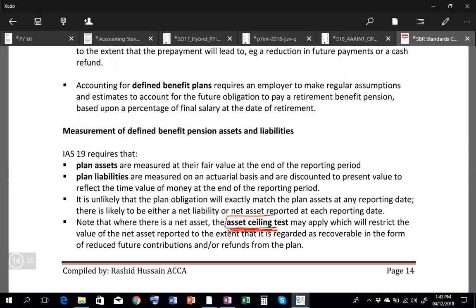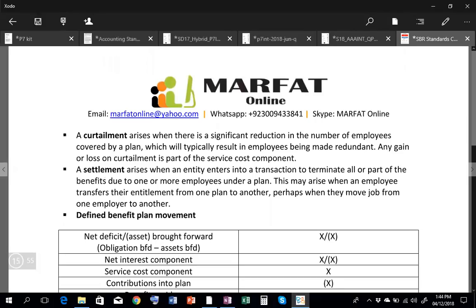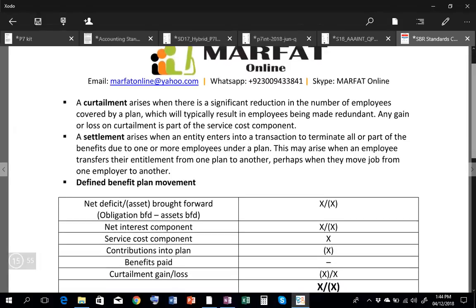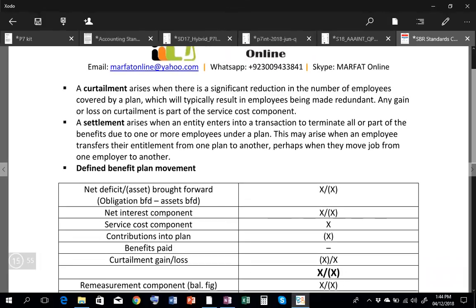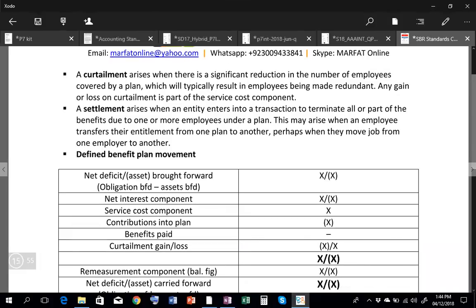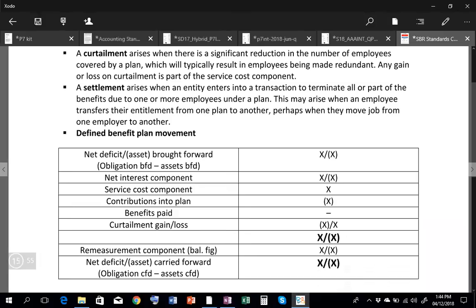That means, for example, there are two things. When your plan is in surplus, the employer will be doing two things. Either they will be taking out some funds from the plan, or they will be stopping some contribution for a specified period of time. Whatever the amount they're going to recover from it, that should be recorded as the asset. And then you have what should be recorded in the statement of profit or loss. That should be the current service cost, past service cost, any curtailment gains or losses, any settlement gains and losses, and the net interest. And in the other comprehensive income, there is a remeasurement gain or loss.